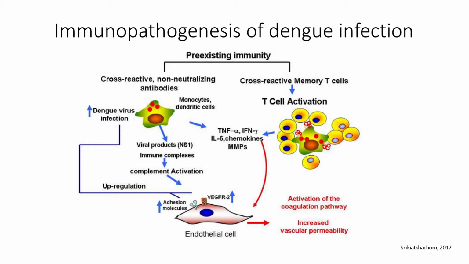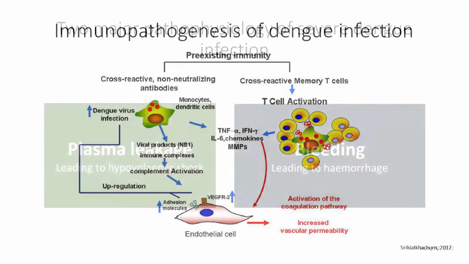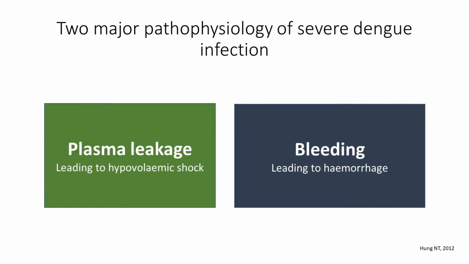Dengue virus may also have a direct effect on endothelial cells, and mediators released by T cells and by virus-infected cells, along with complement activation and immune complexes, may result in enhanced vascular permeability and also coagulopathy. We can summarize that the two major pathophysiologies of severe dengue infection are plasma leakage, which can lead to hypovolemic shock, and bleeding, which can lead to hemorrhage.